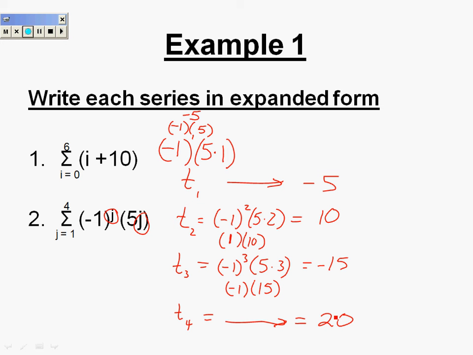But we're not done. What do I need to do now? Add them all together, because that's what a sigma is all about. Make it a series. So let's see what we get out of that. 10? I believe it's positive 10. So it equals 10. There's our answer.